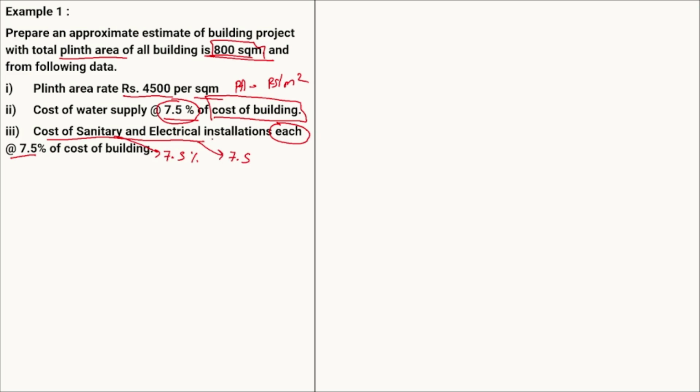Okay, some of the time students do not read this particular numerical and they directly take the cost of the sanitary and electrical installation as 7.5% alone. But remember that here it is mentioned as "each", therefore we have to take 7.5% for the sanitary and 7.5% for the electrification. Okay, next, the cost of the architecture feature is given as 1% of the building cost.